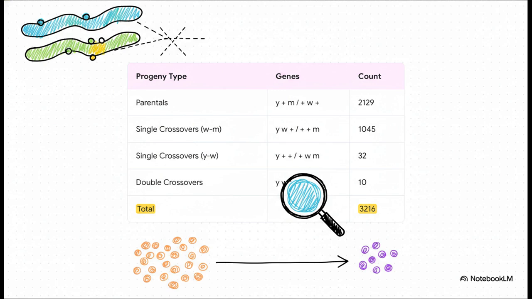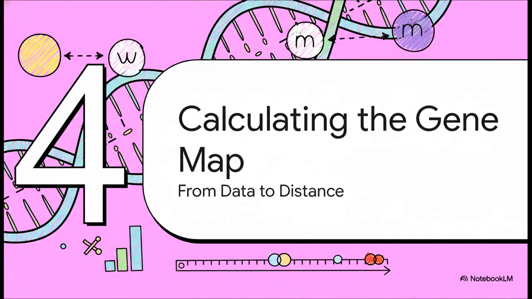We just figured out the order. Okay, so we've got our raw data, and we know the gene order is Y, then W, then M.